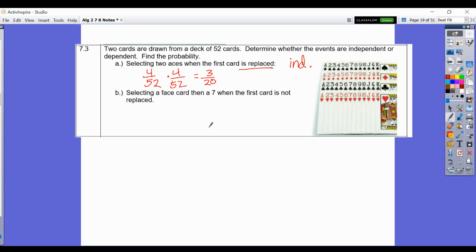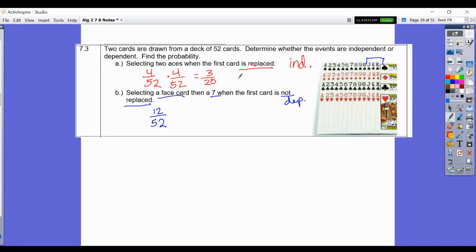Okay, next up, we've got a face card and then a 7 when the card is not replaced. Not replaced means the second output is going to depend on what you got the first time. So whenever you're doing this, you're going to assume you got what you wanted. So for the first draw, we're selecting a face card. What's the probability of getting a face card? 3, 6, 9, 12. There are 12 face cards out of my deck of 52. And then I kept it. Assume you got 1 face card. You have 1 face card in your hand.